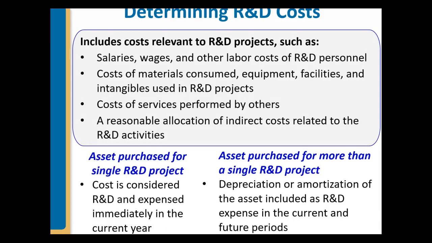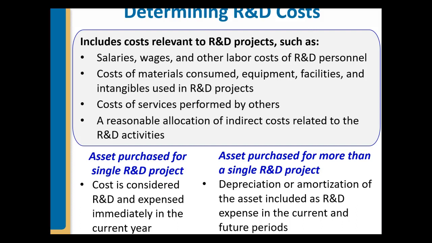Now, R&D costs include salaries, wages, and other labor costs of personnel engaged in research and development activities, the cost of materials consumed, equipment, facilities, and intangibles used in R&D projects, the cost of services performed by others in connection with research and development activities, and a reasonable allocation of indirect costs related to those activities. General and administrative costs should not be included unless they are clearly related to the R&D activity.